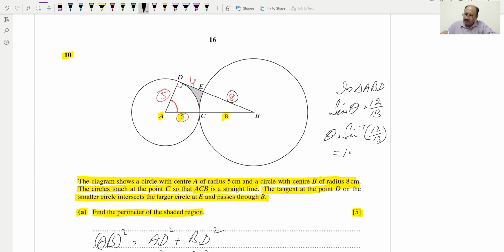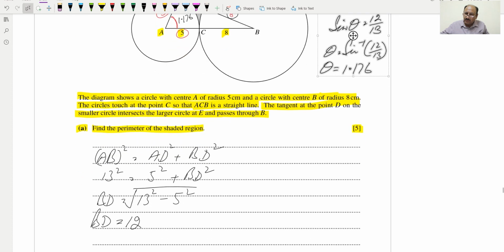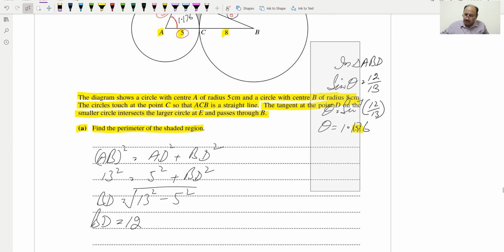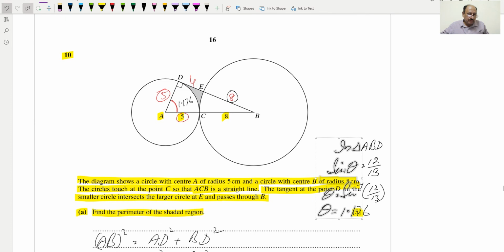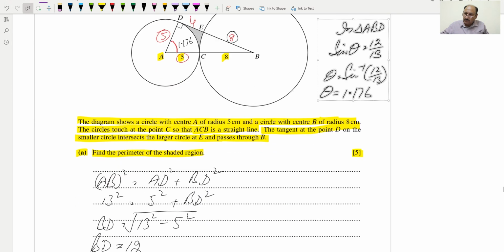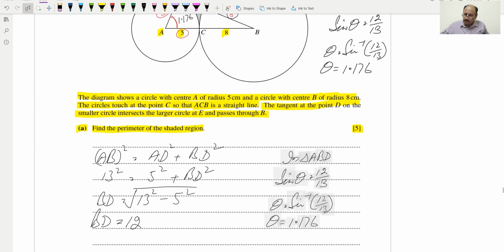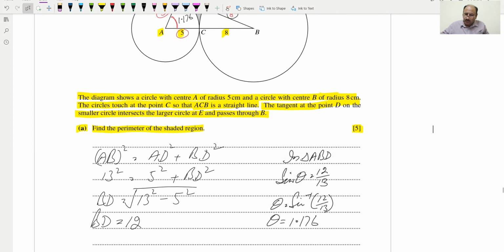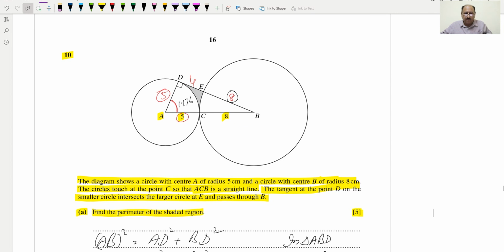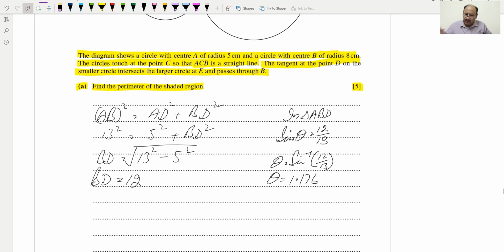So 1.176, this will be the theta value, and theta is this one, 1.176. We found this, and this working we can shift over here, replace over here. And now after finding this theta, we can apply the arc formula.